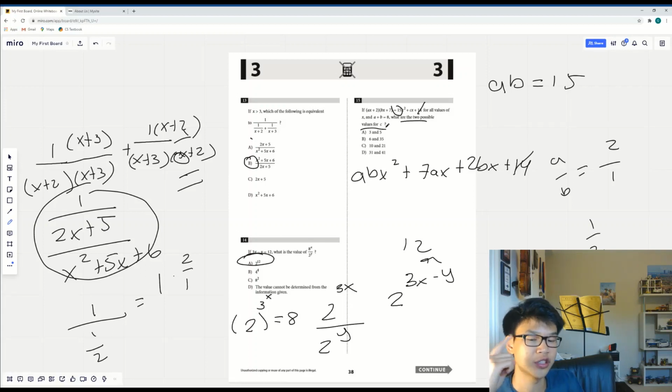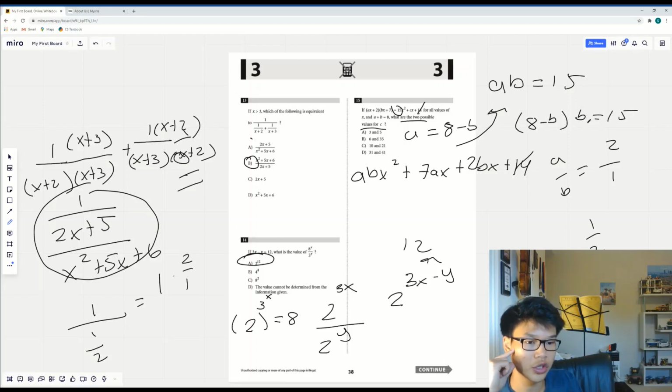So then that means if we solve for A, A equals 8 minus B, right? We plug that into here. So 8 minus B times B. I'm going to move my work down here. Follow me. 8B minus B squared equals 15.